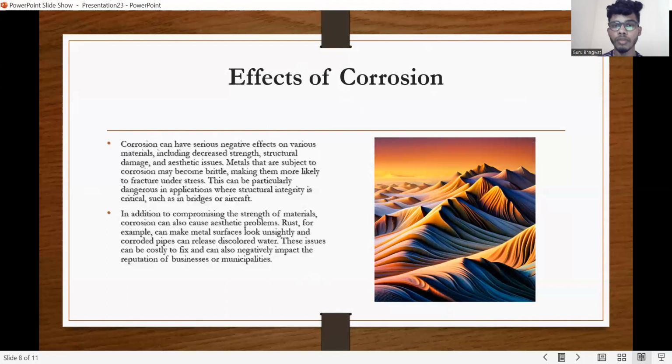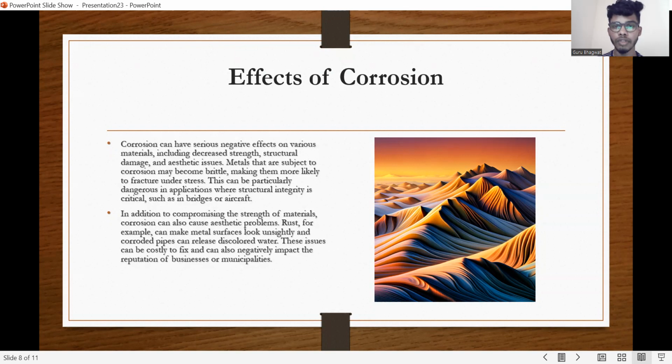This is the main problem. Rust, for example, can make the metal surface look unsightly, and corroded pipes can release discolored water. These issues can be costly to fix and can also negatively impact the reputation of the business and municipalities, because with the effects of corrosion, municipalities and businesses will face a big problem in the aesthetic issue.